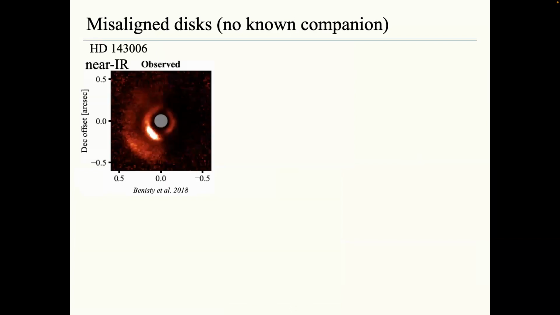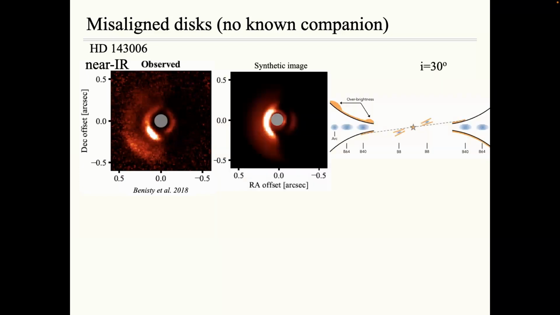More puzzling, there are systems where you don't have any known companion and you still have this misaligned disk. For example, in this case, you see part of the disk: the right side is dark, while the left side is bright. While the right side is dark, the inner rim seems to be bright. To explain this observation, you only need a mildly inclined, 30-degree inclined inner disk.